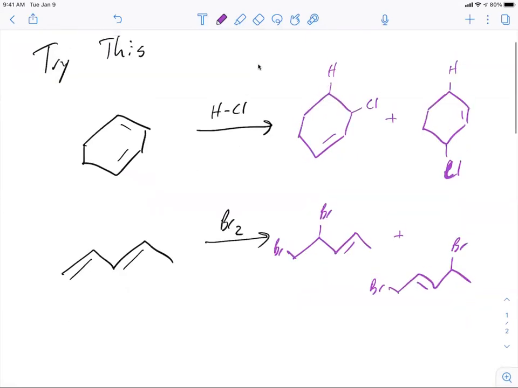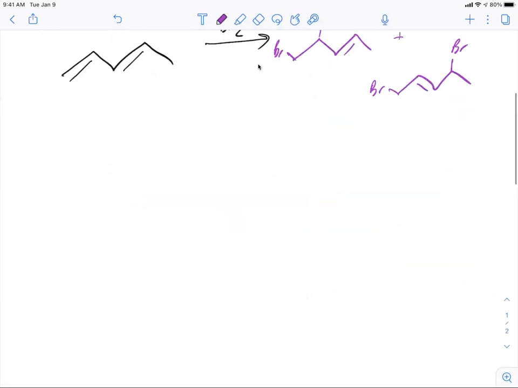And then again, remember on Thursday, we talked about kinetic and thermodynamic. Kinetic is going to be the 1,2, thermodynamic is the most stable. In both of these, there's not a big difference in stability, so both of these could be the thermodynamic products. There's not an obvious more stable than the other. Okay. All right, moving forward.